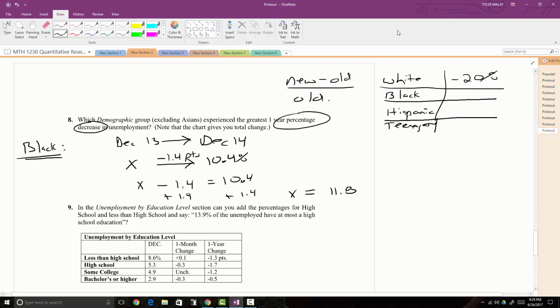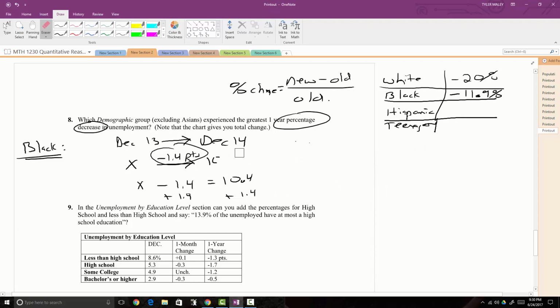So then to find the percent change, remember, I take the change, which we're told is negative 1.4, and divide by the original amount, which is what we were trying to figure out, 11.8, the old amount. So if I take negative 1.4 and divide it by 11.8, I get about negative 11.9%. So we can fill that in my table. These show the percent decrease for unemployment.